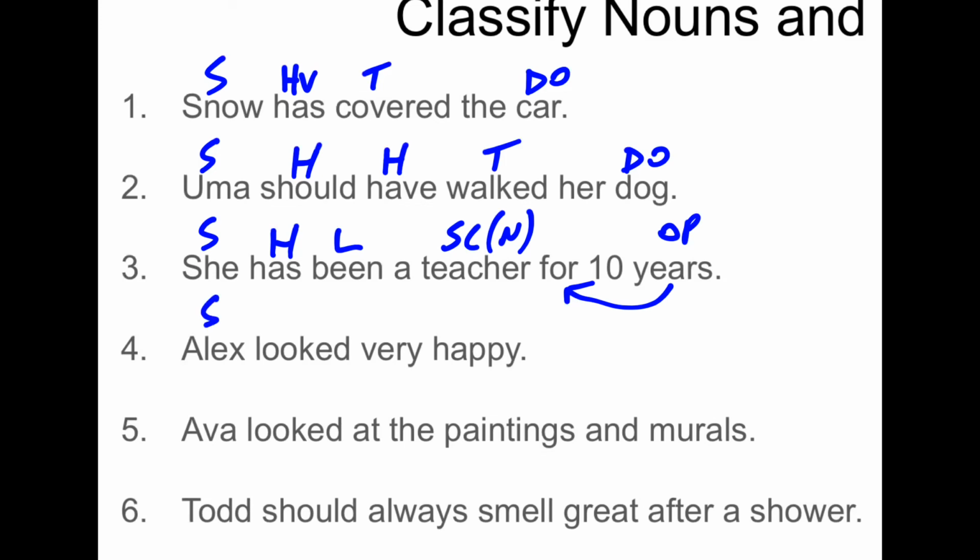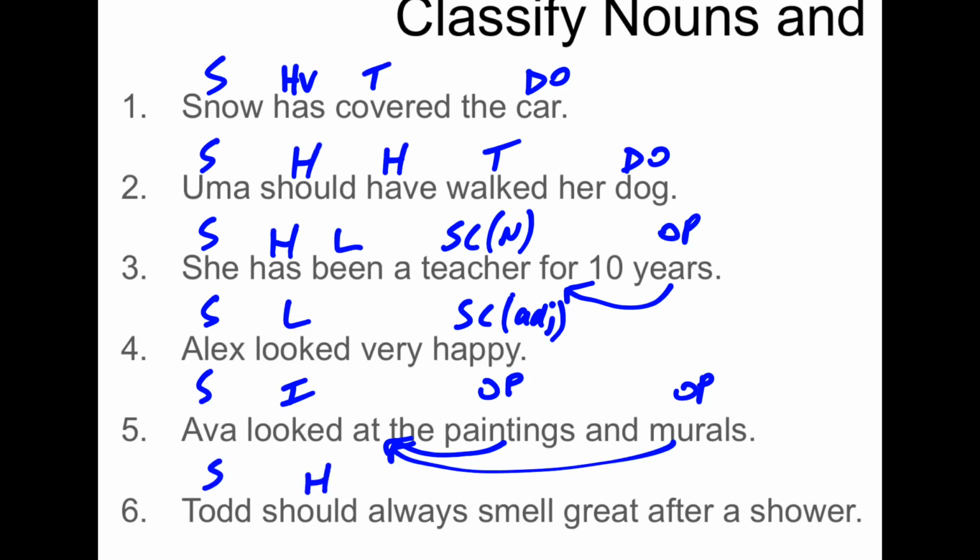Alex looked, that's a linking verb, very happy. So the trick is there might be some modifiers in front of our subject complement, but it's still the word happy, not the word very. Ava looked, and this is an intransitive action verb, at the paintings and murals. So there are two objects for this same preposition here.